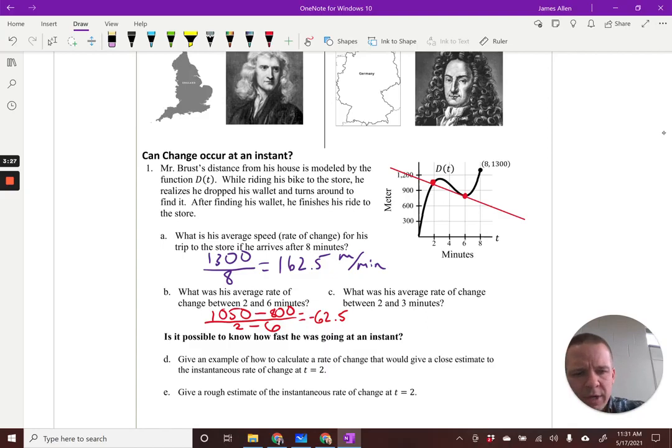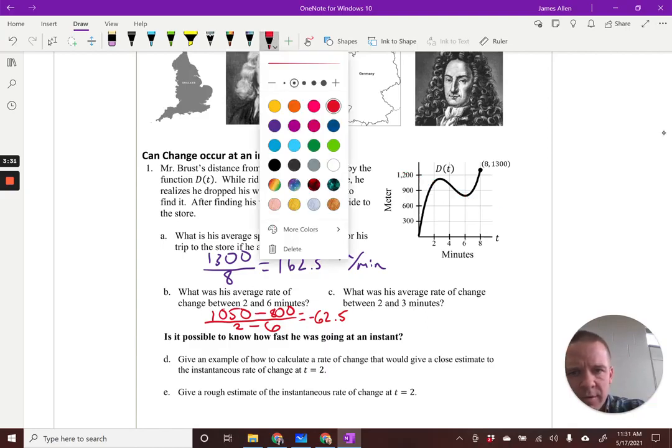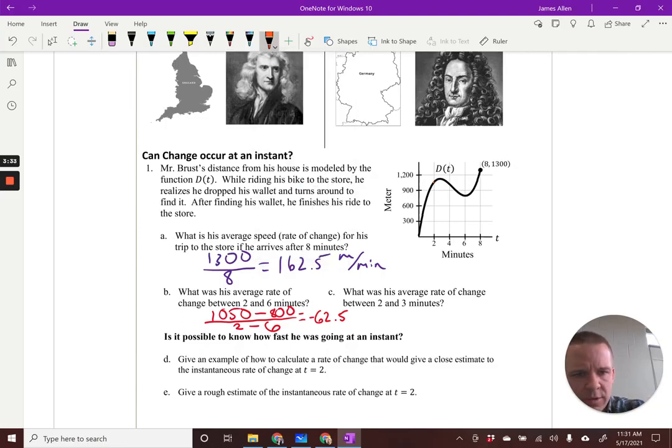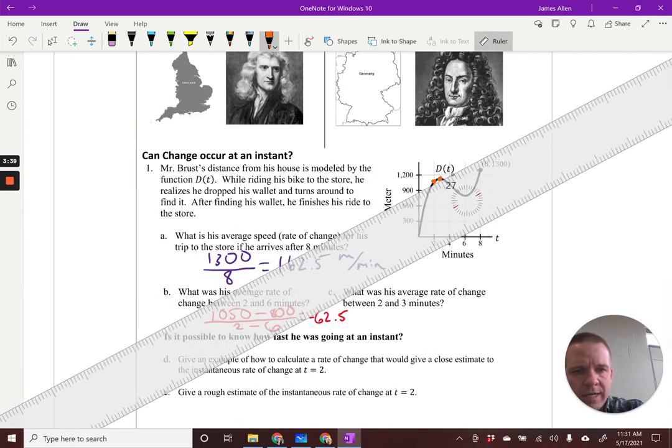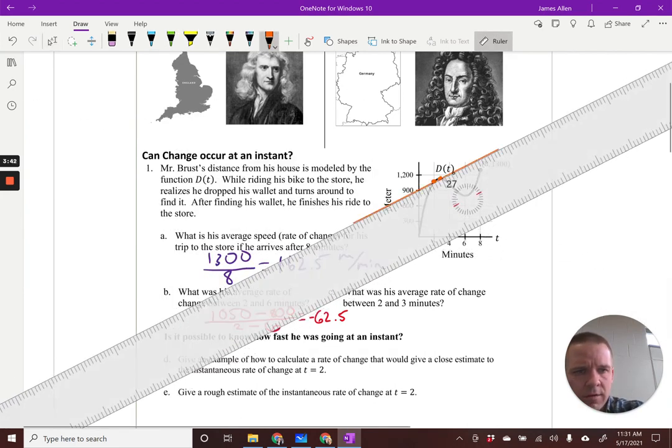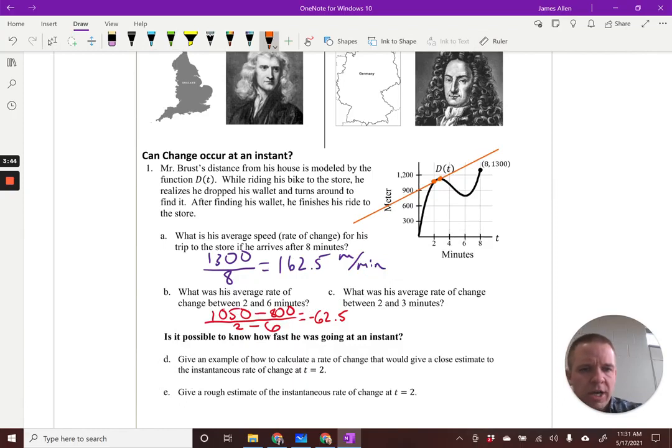And then what's his average rate of change between 2 and 3 minutes? So let's do that again. I'll use a different color again. We'll use orange this time. So at 2 minutes and then 3 minutes would be right around up here. So this one looks like it's going to be a positive, right? Positive rate of change there.